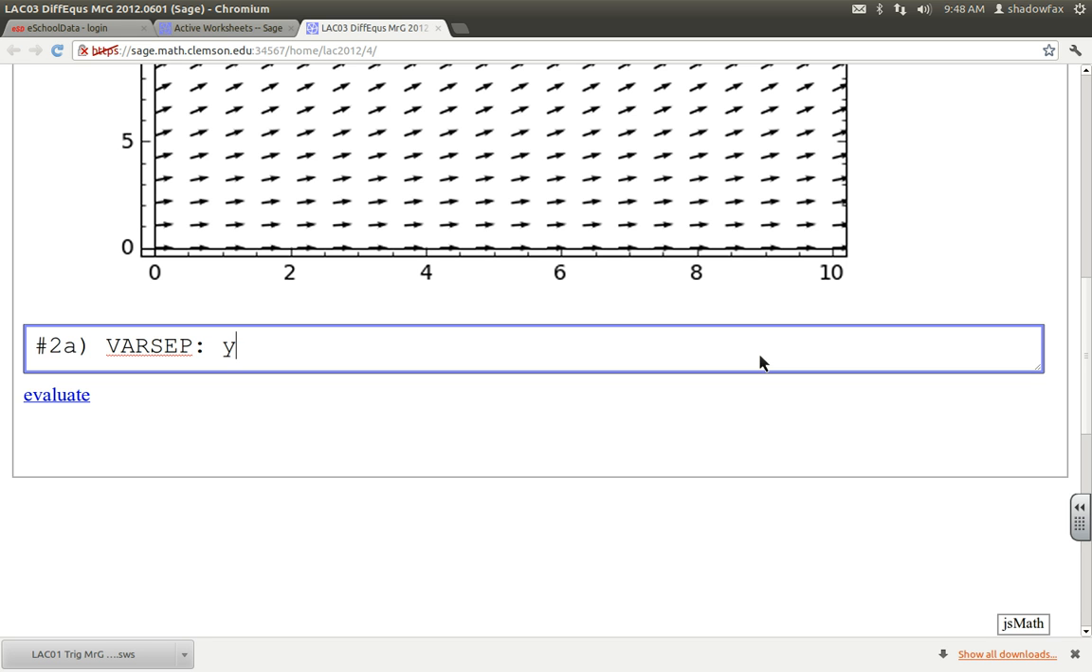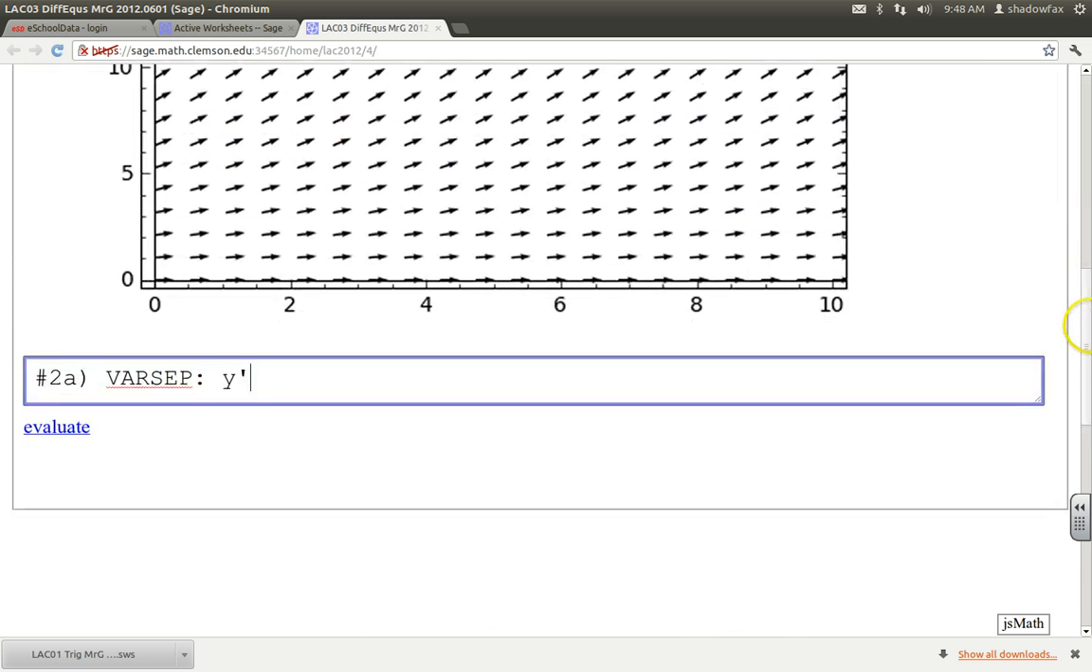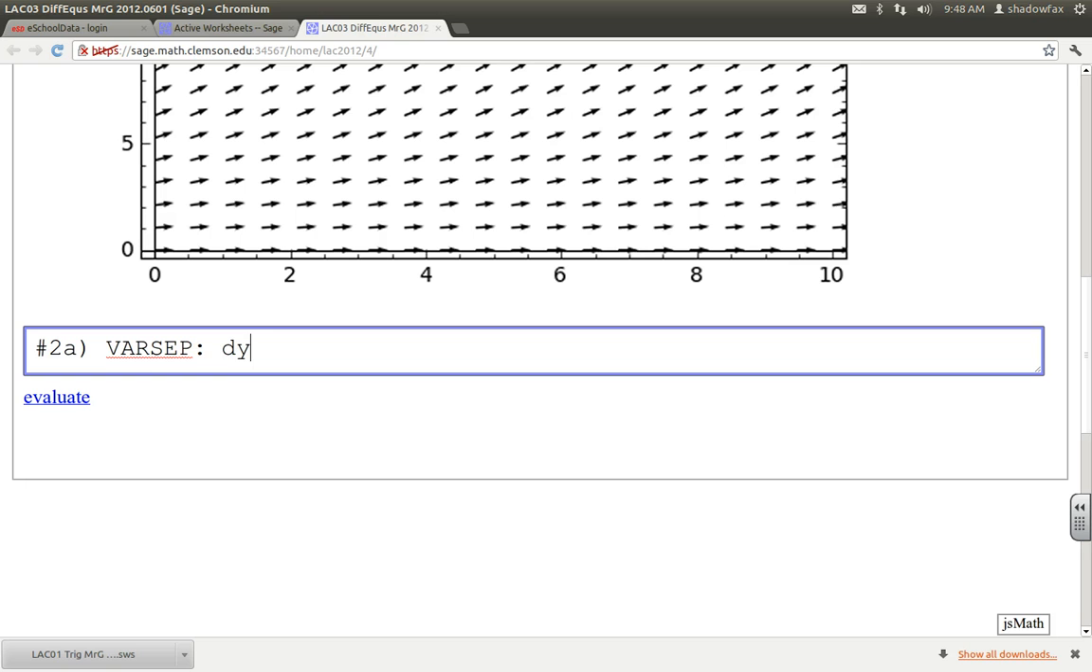y prime, or dy dt. I wrote dy dt up here, so I'll write it that way here too. So dy dt equals, is proportional, there's a constant of proportionality, to room temperature minus current temperature. Remember this? Isn't this Newton's law of heating and cooling? Let's see if we can get a slope field for this.